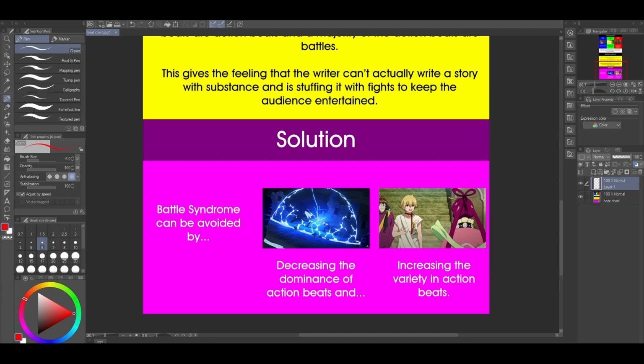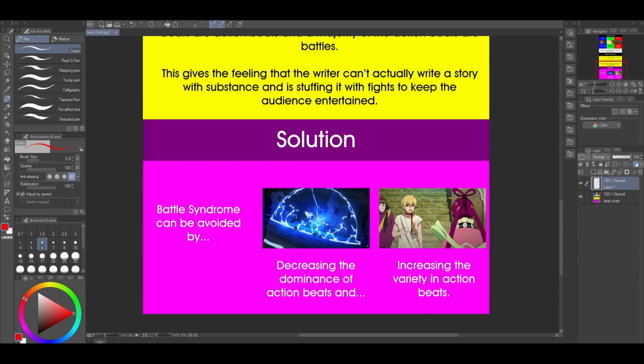The reason I show FMA and Magi is because those 2 are really good at avoiding relying on battles. Like there are very few arcs where I can even say that those stories actually relied on battles. I don't know if there even is one. Because FMA decreases the dominance of action beats because it finds other things to do in the story other than fight. And I have a video on the Lust arc and I explain how it avoids battle syndrome.